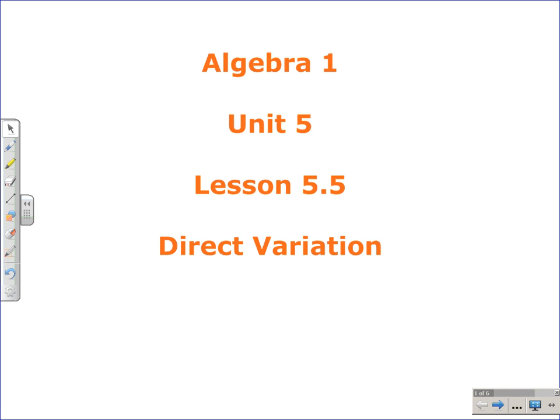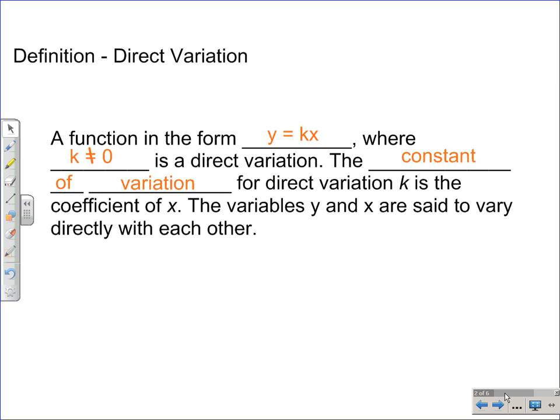We're going to continue our work with functions in Unit 5, and the work's going to continue with direct variation. A direct variation is a function. It's not just a relation. And we're going to take a look at the definition to get started here. The definition of a direct variation.